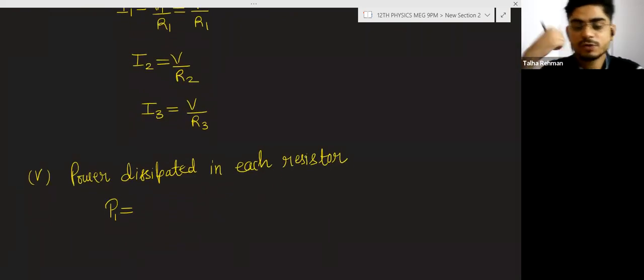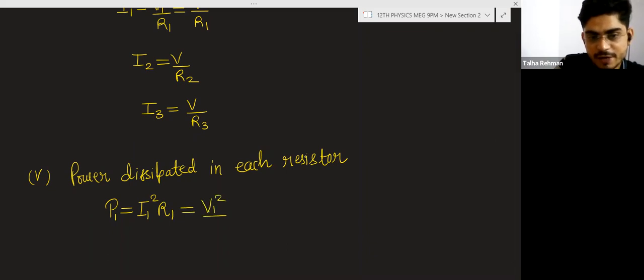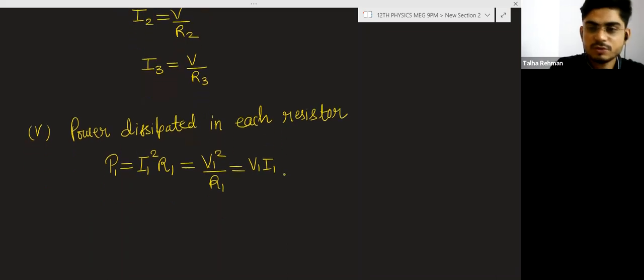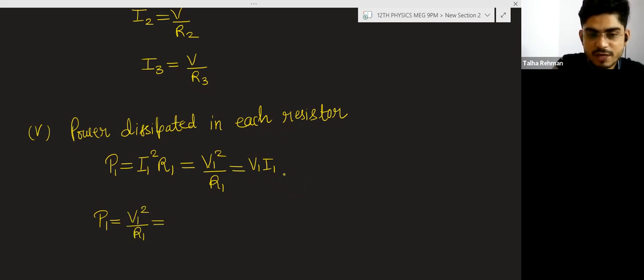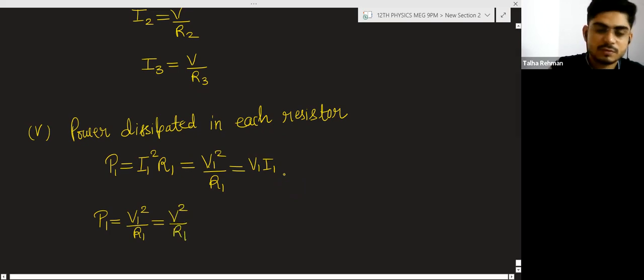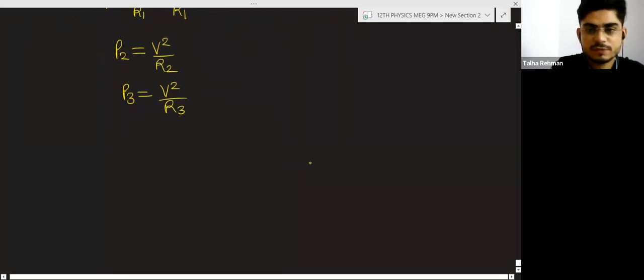I have told you the formula of power also, that is I1 square into R1. And there is one more formula, V1 square divided by R1. And there is one more formula, V1 and I1. But you can use any formula. I am using this formula because I know the voltage is same in the parallel combination. So Hamza, you can write P1 as V square divided by R1. With practice, you can do it easily. For P2, you can write V square divided by R2. For P3, you will write V square divided by R3. We will solve one question, then this will be clear.